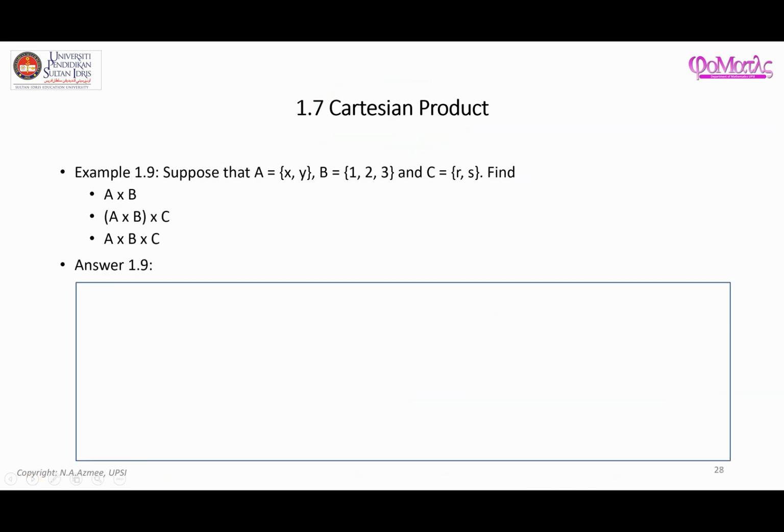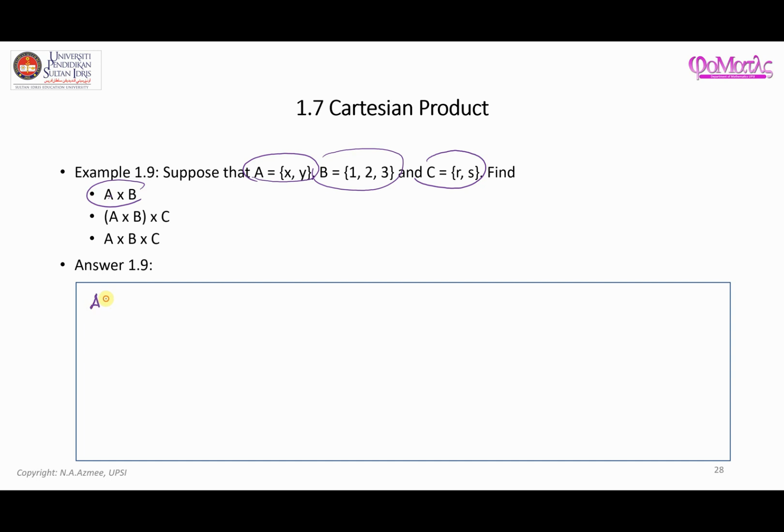Now let's try another example related to the Cartesian product. Here we have three different sets: A consists of x and y, B is 1, 2, 3, and C is r and s. Let's try our first question. We want to find the Cartesian product of A and B. We just list the elements according to the order: the elements of set A first, followed by the elements of set B.